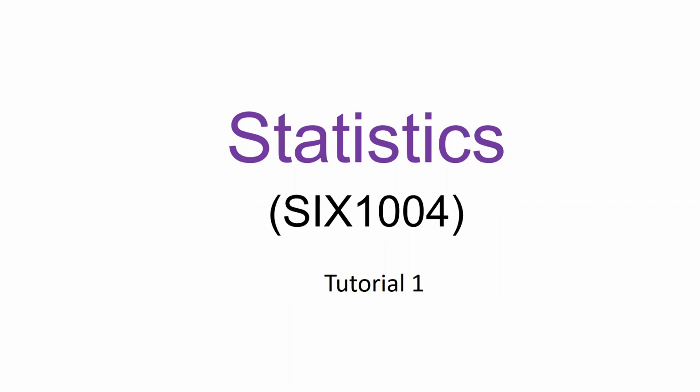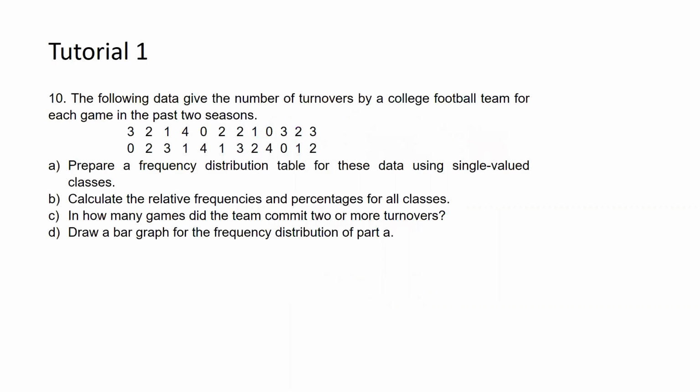In this section, we will discuss question number 10 from tutorial 1 and see how the solution would be. The question says: the following data give the number of turnovers by a college football team for each game in the past 2 seasons. As you can see, the given data is ungrouped. The question wants you to prepare a frequency distribution table for the given data based on single value classes.